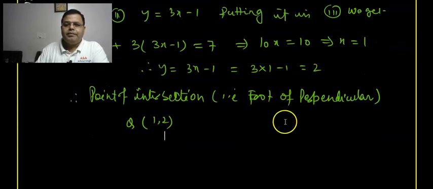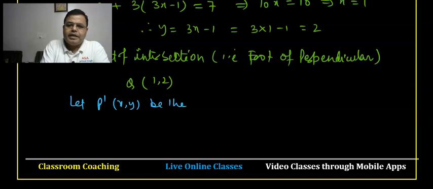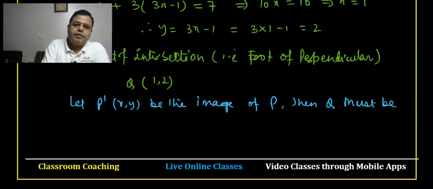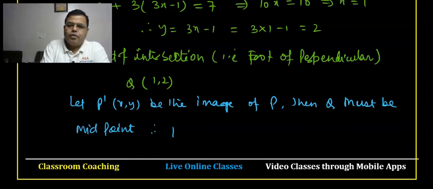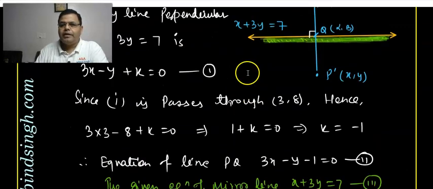Now let P' be the image. Let P'(x, y) be the image of P, then Q must be the midpoint, and therefore the x-coordinate is equal to what will happen? The point is (3, 8) now.